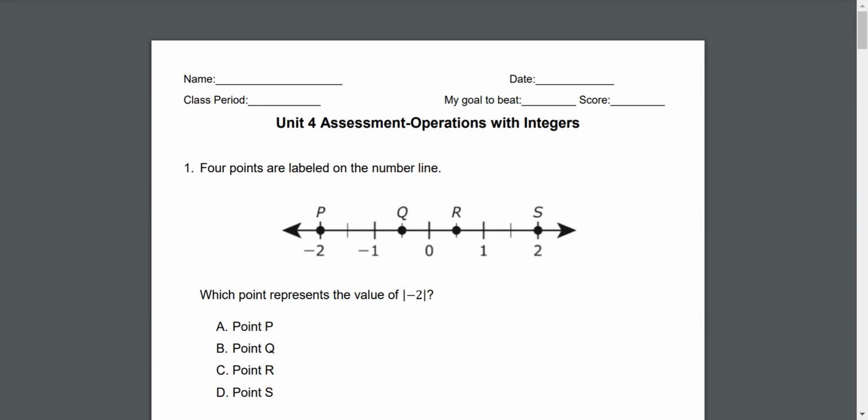Alright, unit for assessment operations with integers. Number 1. Four points are labeled on the number line: P, Q, R, S. Which point represents the absolute value of -2? A, point P. B, point Q. C, point R. D, point S.